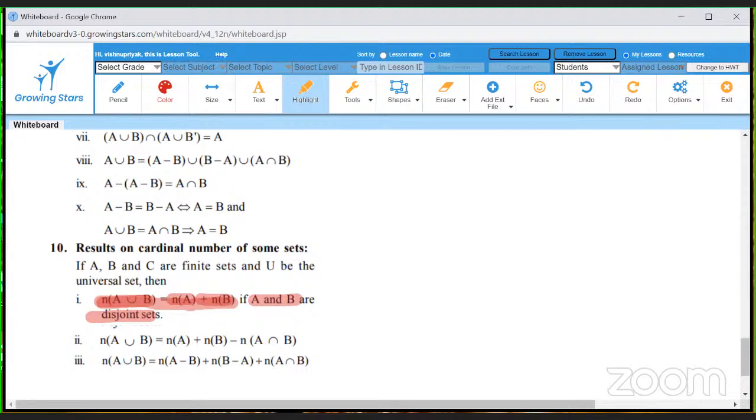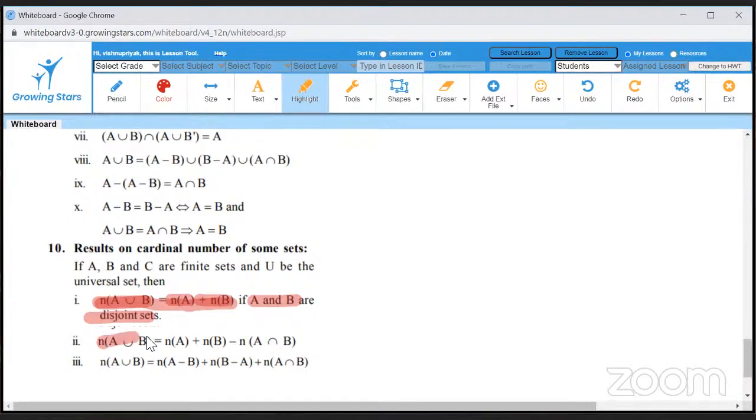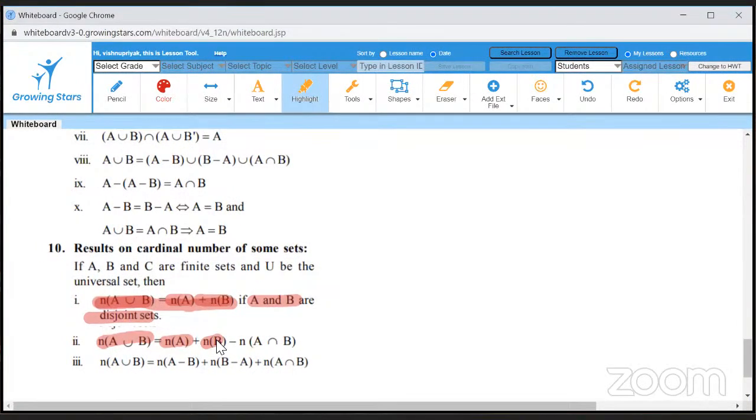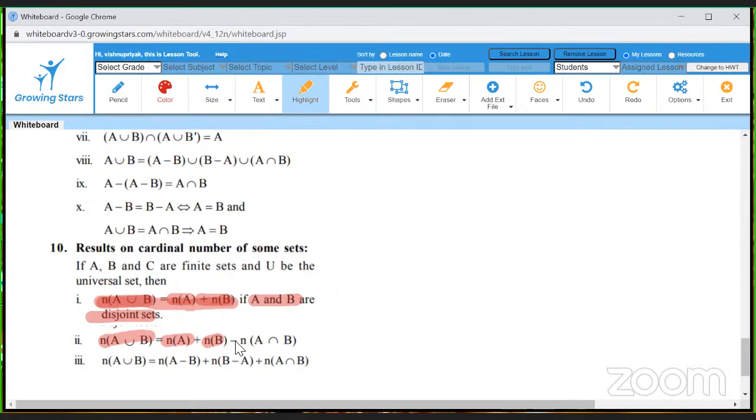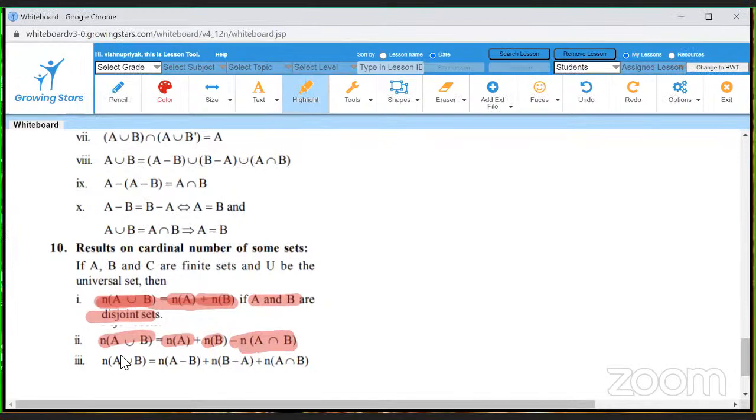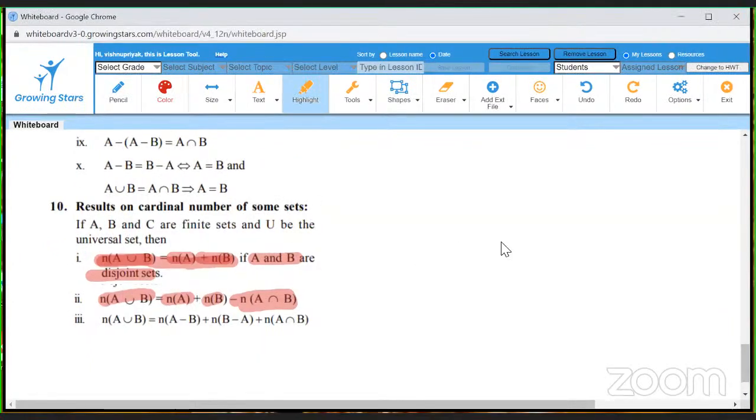And what is the other formula? It is given down. The number of elements in A union B is the number of elements in A plus the number of elements in B, and whatever we are counting double, that is A intersection B. The common region we count double times. That one time you have to subtract, one time you have to keep. So this formula I have explained.